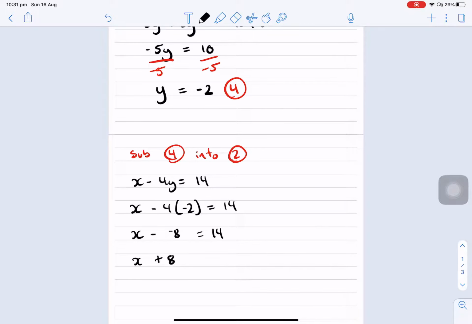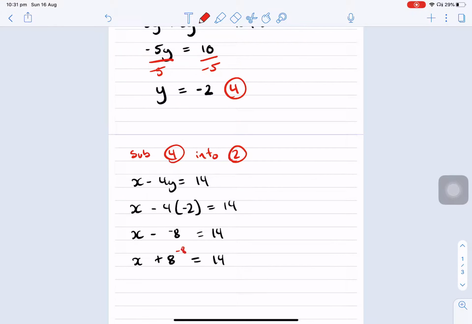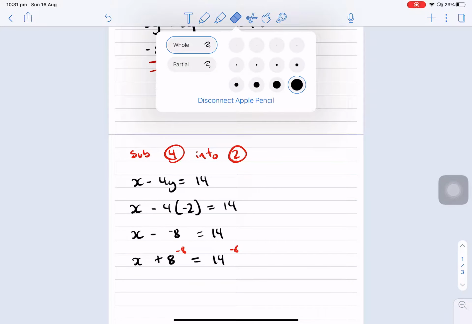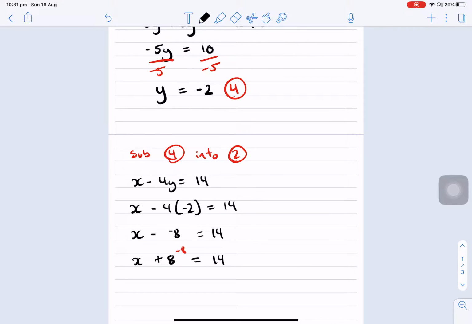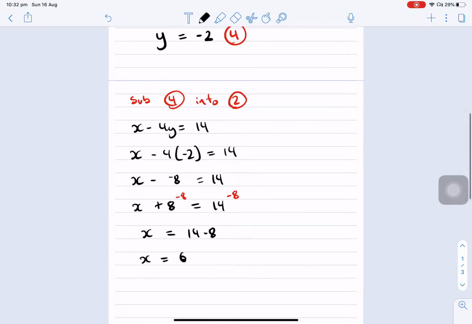x plus 8 equals 14. And we just minus 8 from both sides. I'll make that actually look like an 8. And that will give me x by itself equals 14 minus 8, x equals 6. So my solutions, geez, I'm not very good at writing those numbers today, 6.